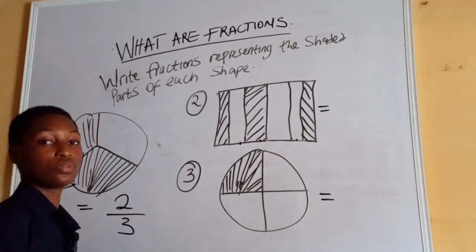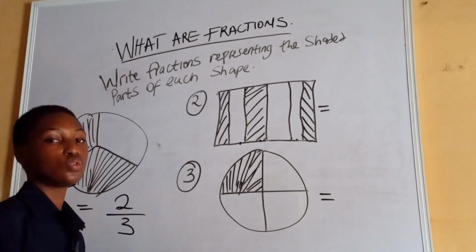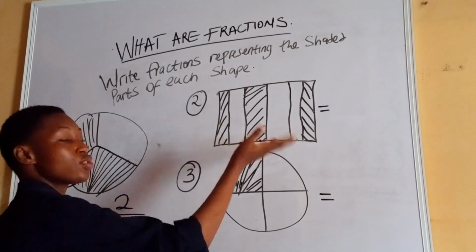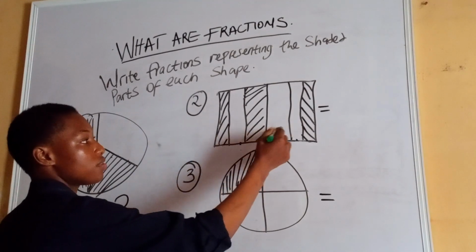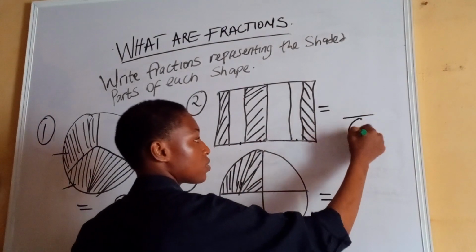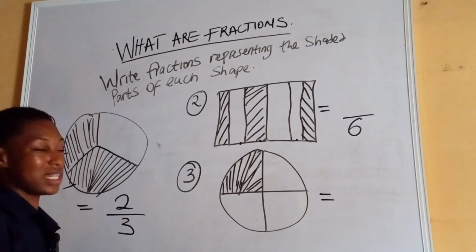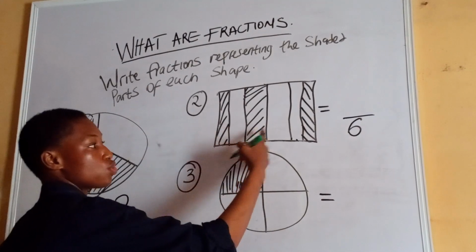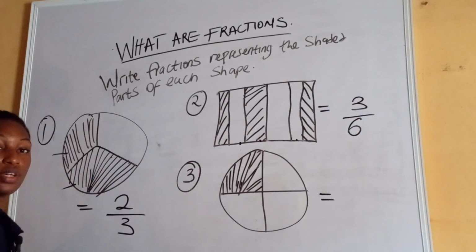For question 2, we are still going to follow the same steps as we did with question 1. The first thing you are going to do is to find how many parts this whole was divided into. So you check 1, 2, 3, 4, 5, 6. That's our denominator. So 6. Now to find our numerator, what are you going to do? You are going to find the shaded parts. So that's 1, 2, and 3. So 3. That's 3 all over 6.